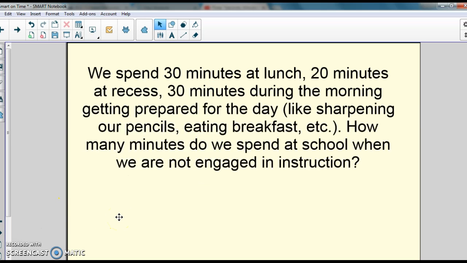Now sometimes using time, we have a word problem that we have to solve. Let's look at this one here. It says we spend 30 minutes at lunch, 20 minutes at recess, and 30 minutes during the morning getting prepared for the day, like sharpening our pencils or eating breakfast. How many minutes do we spend at school when we're not engaged in instruction?